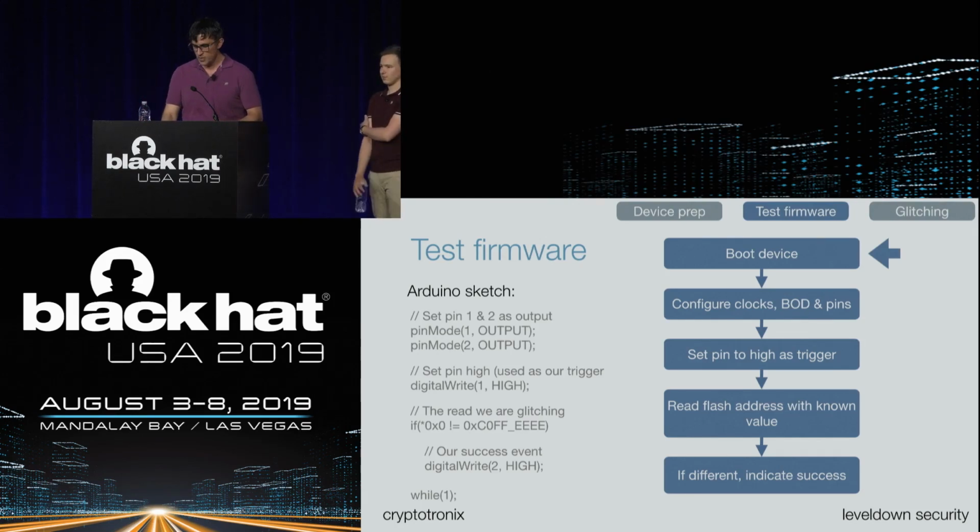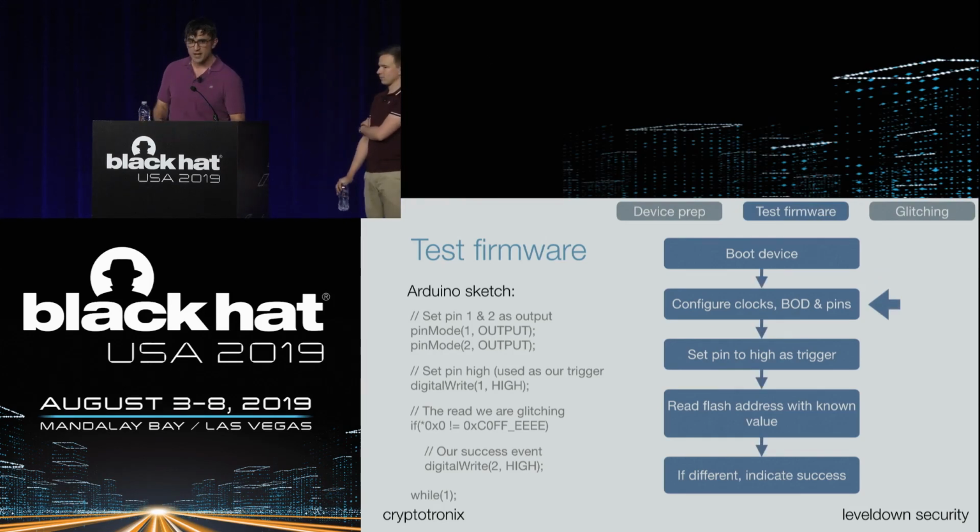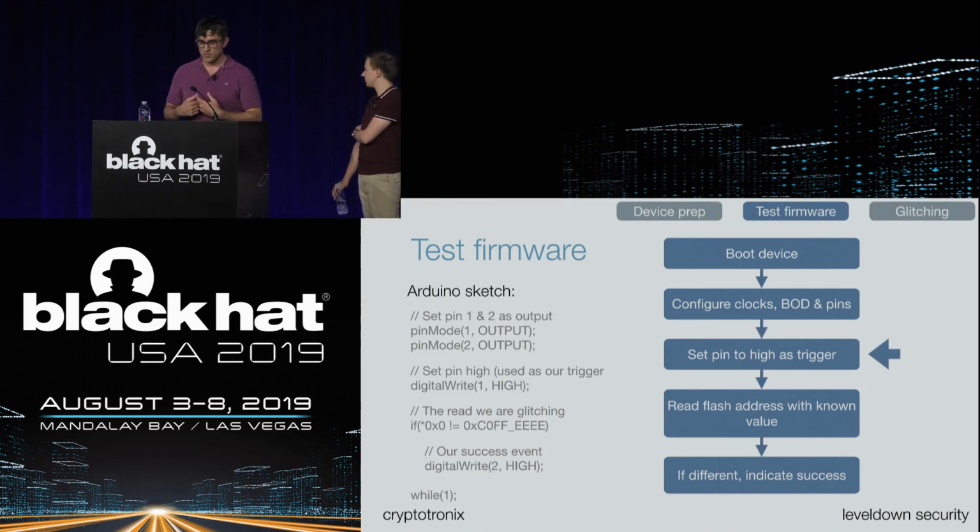And then once we get into user space, we have to do things like perhaps configure clocks, whatever clock speed we want, enable or disable the brownout detector, and configure some pins. Here we're setting these 2 pins to be output. Then we have to set the pin to trigger as high.